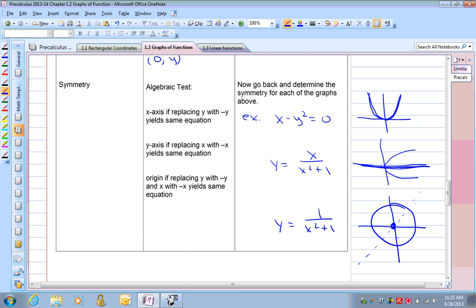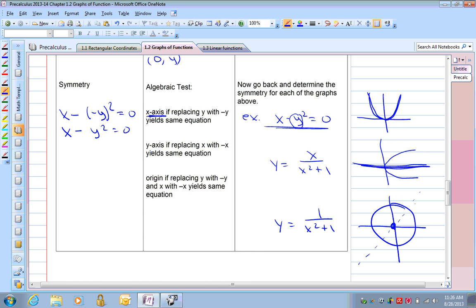All right, let's talk about the algebraic test. If we want to check for x-axis symmetry, we're going to replace the y with negative y, simplify it, and see if it comes back to the original equation. So let's do that in our first example. We're going to replace our y value with a negative y. So we're going to have x minus, in parentheses, negative y squared equals 0. When I take a negative and I square it, of course it's going to become positive again, so it would just come back to its original form, x minus y squared equals 0. So it's not going to change anything, so you would have x-axis symmetry.